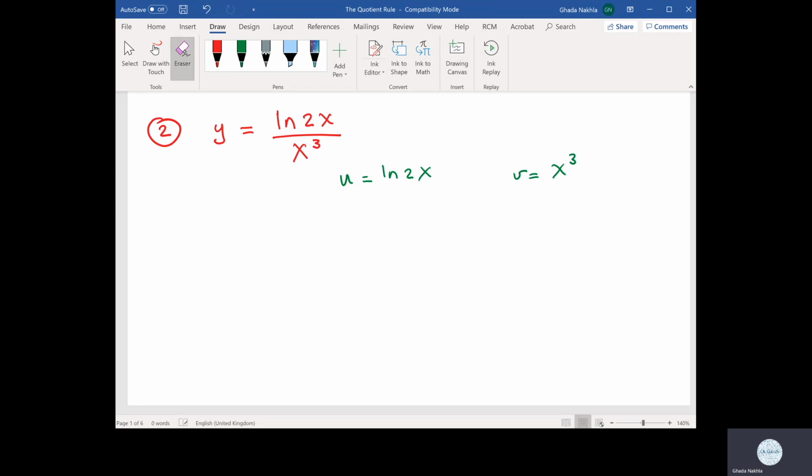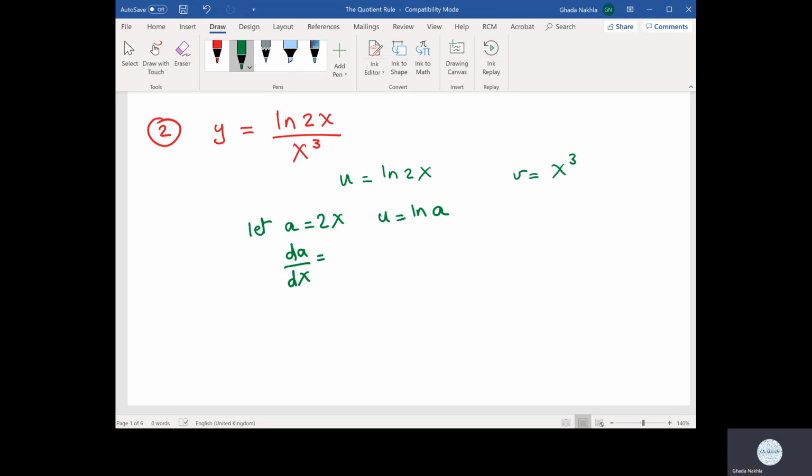For this part here, you should be using the chain rule. So I'm going to let any letter, choose any letter, a equals 2x. If a is equal to 2x, this means that u is equal to ln a, because a is 2x. So it's going to be ln a. And then I am going to differentiate a with respect to x, so da by dx.